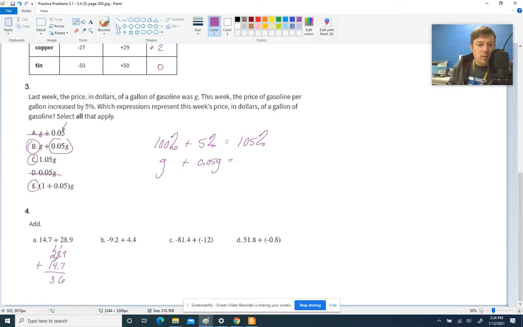Carry the 1. 3, 4. Decimal. It's not going to count because we're adding here. It just comes straight down. 43.6. Let's look at the next one.